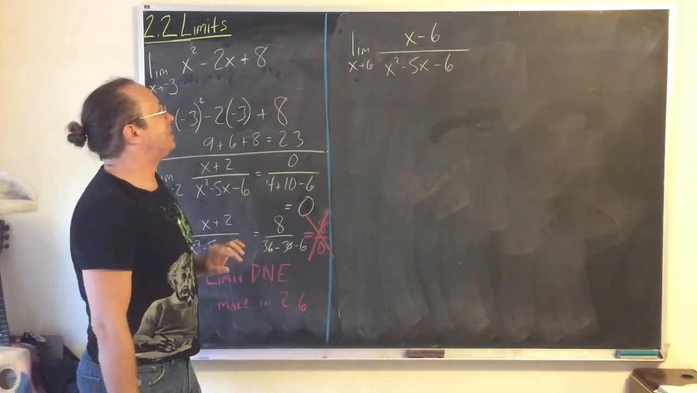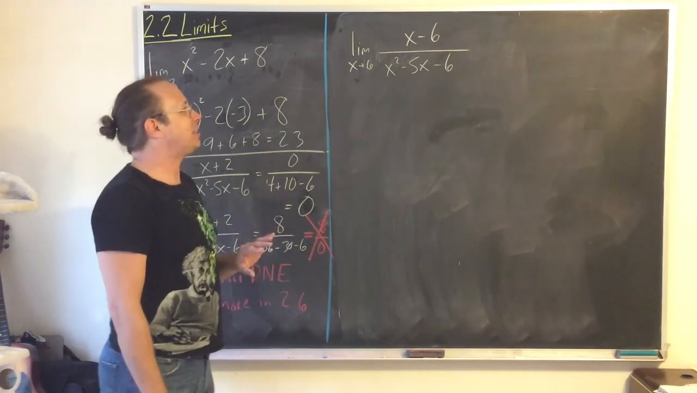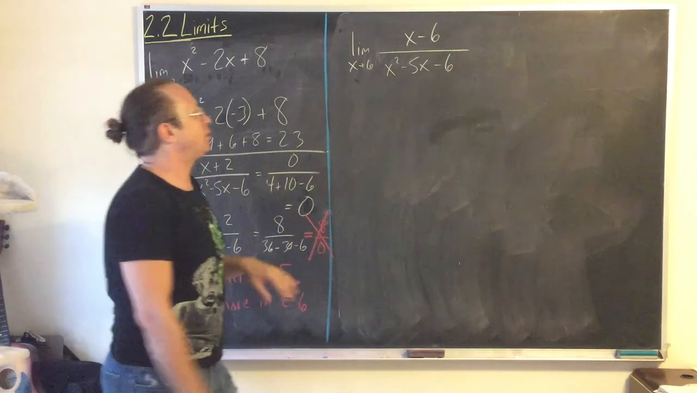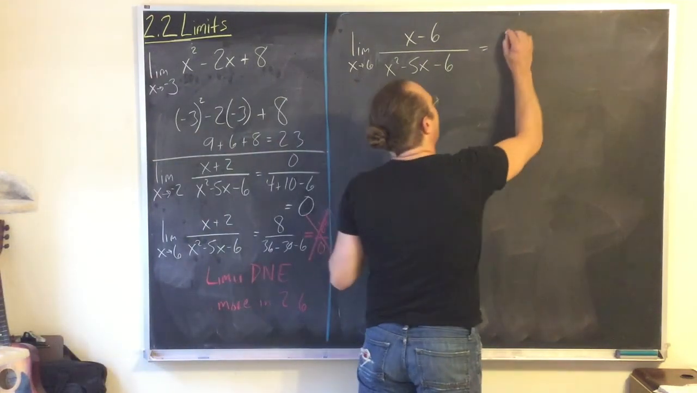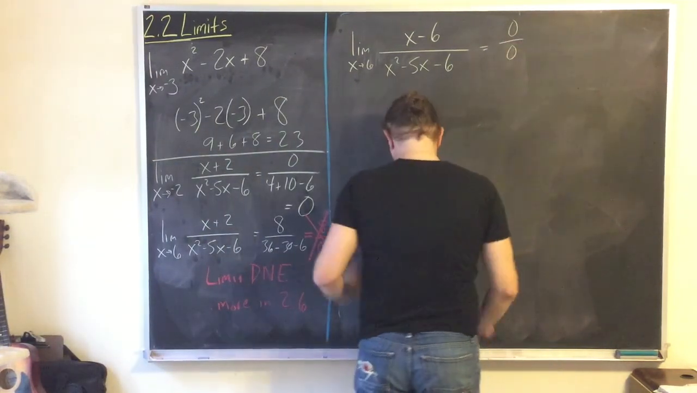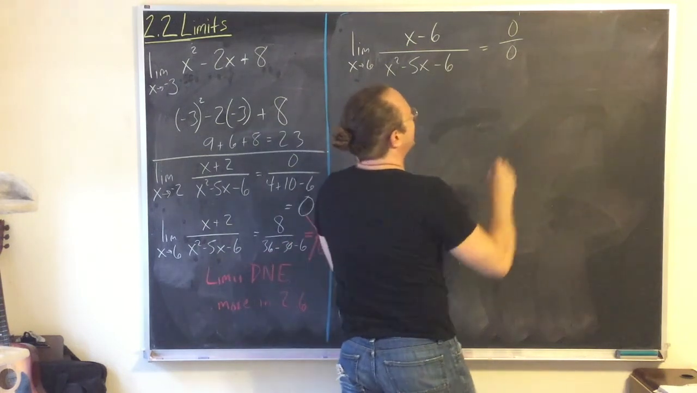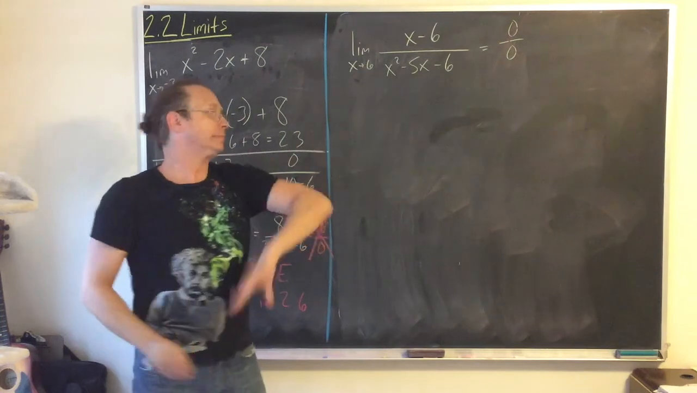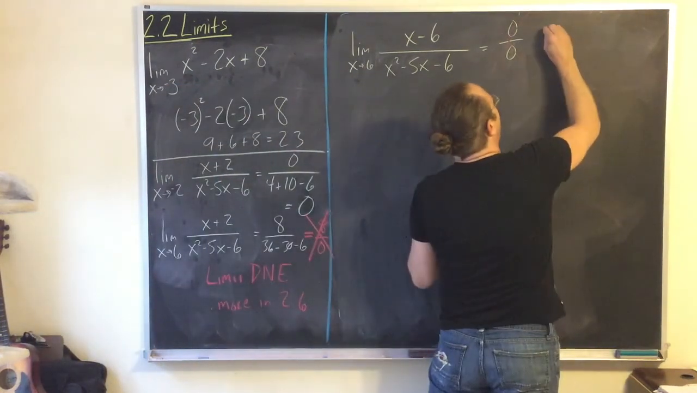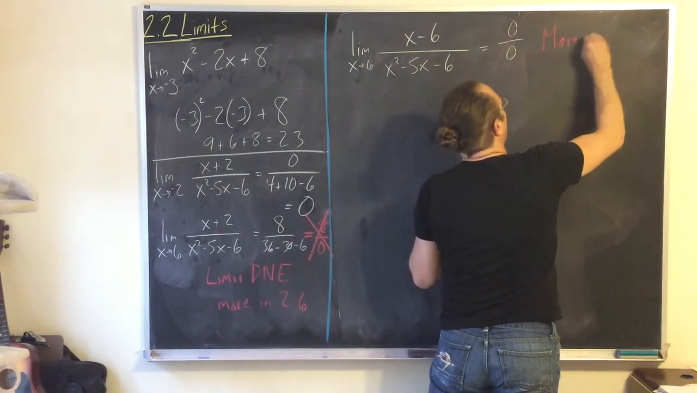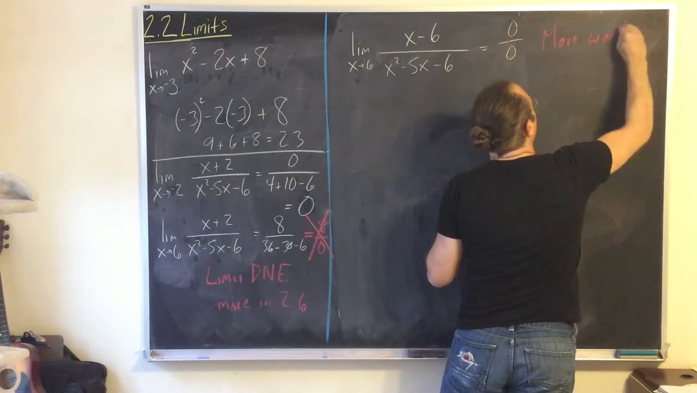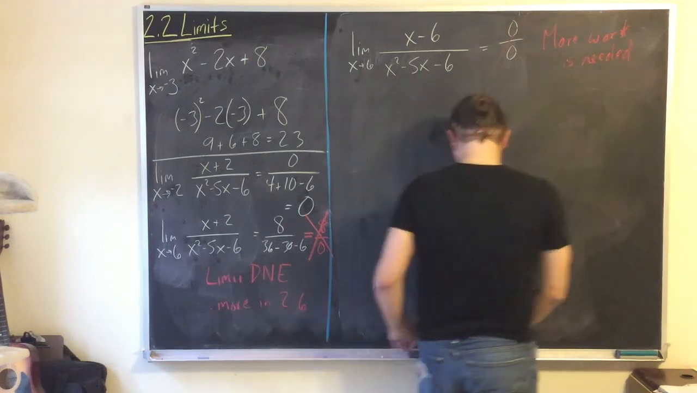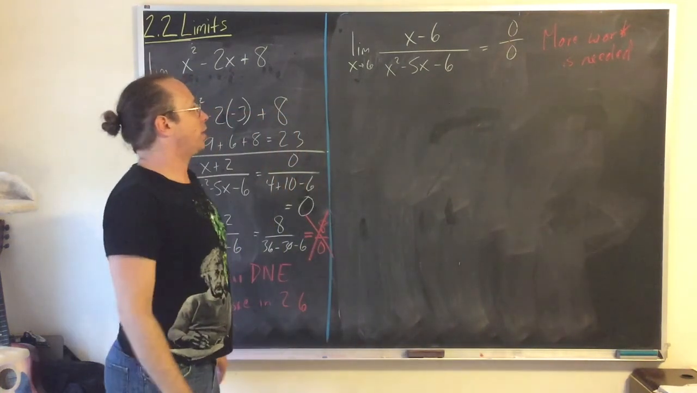Third example I want to consider is x minus 6 divided by x squared minus 5x minus 6. And if I try to plug 6 into this guy, I get 0 over 0. And when you see a 0 over 0, first of all, that's not actually an answer. When you see that, that means more work is needed. So if you see a 0 divided by 0, immediately think to yourself, more work is needed.